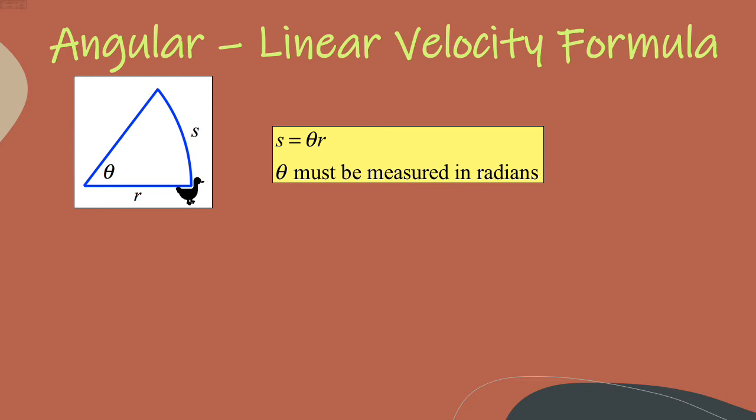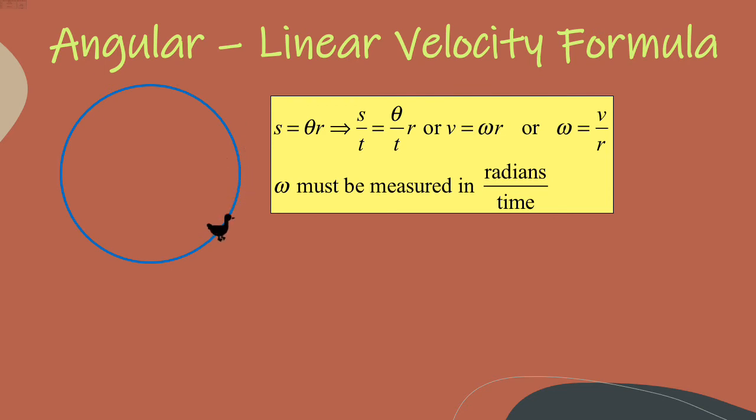Suppose we have a duck that is walking along a circular path. We know that in our circle, r is the radius, theta is the central angle, and s represents the arc length. These variables are tied together by the arc length formula, s is equal to theta r, where theta is measured in radians.